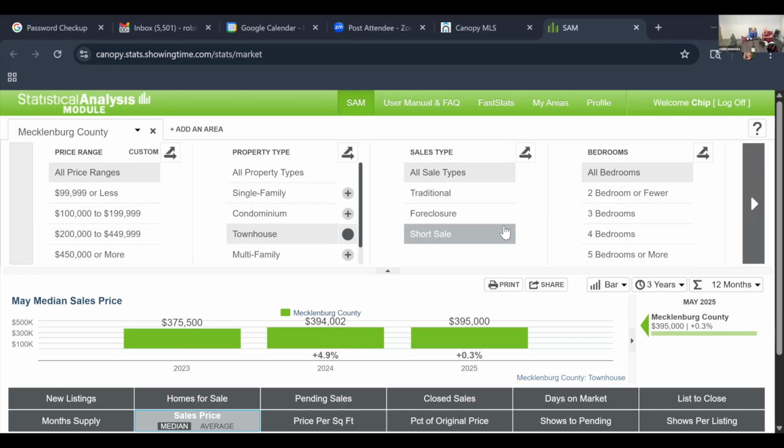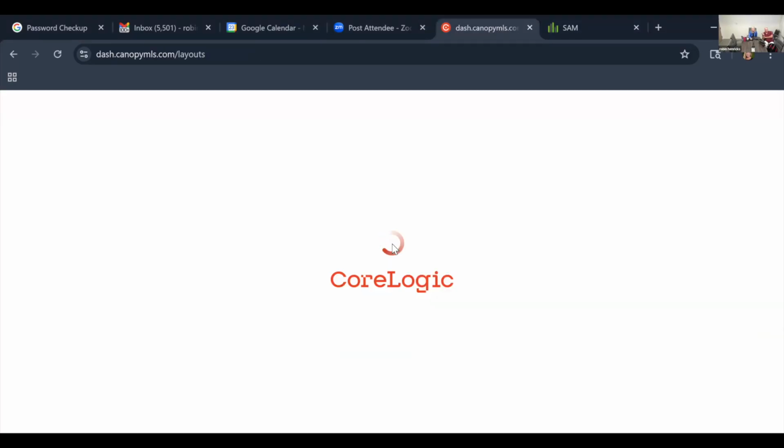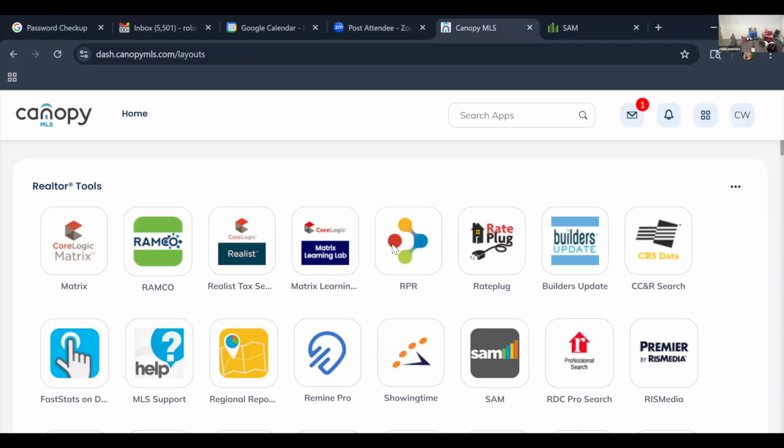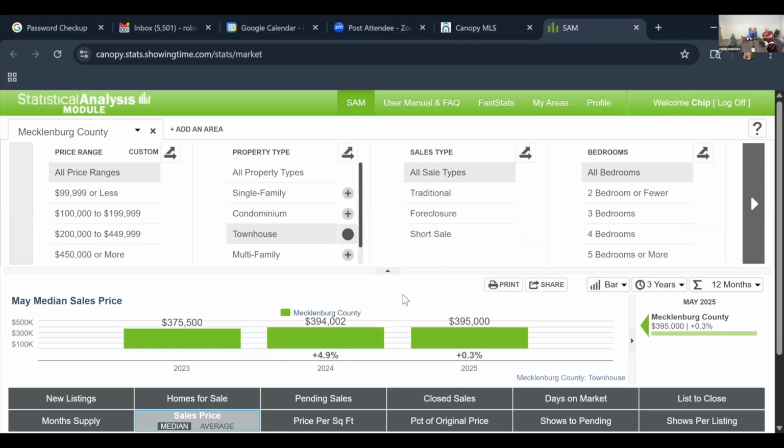Here's what I want to do. Robin, can you go to that Canopy tab at the very top? So when you're logging into Canopy, this pops up. You can click to Matrix to get into the actual MLS. But if you look down at the bottom, where it says SAM, you click on that clickable area, and then the next tab pops up, which are the SAM reports, the statistical analysis module, a fancy name for it. Here's all your data that creates your reports.